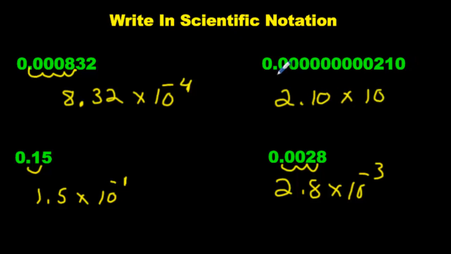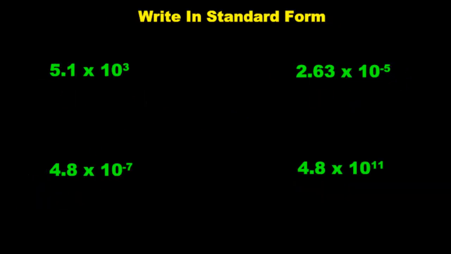Times 10 to the, we've got to count 1, 2, 3, 4, 5, 6, 7, 8, 9, 10. But it's on the left side, so I'm going to go negative 10. Now, these say to write in standard form. So we have to write them as a complete number. We're going to have to write all the digits. So if you see standard form, it just means regular number.